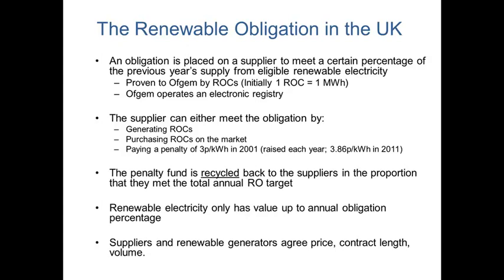Which means suppliers who have been generating ROCs get money, and suppliers who do not generate enough ROCs and pay a penalty give money to the penalty fund. In this system, renewable electricity only has a value up to the annual obligation percentage, which increases every year. And suppliers and renewable generators agree on price, contract length, and volume.